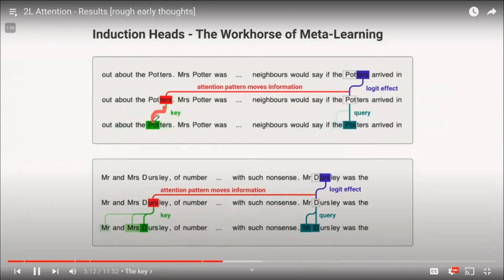So we grab the content of the preceding token and inject that into some subspace and then use it to construct our key, whereas we construct our query mostly from the present token. By matching the present token with the subspace that we stored this in, we're able to look for tokens that follow a token that matches the present token.